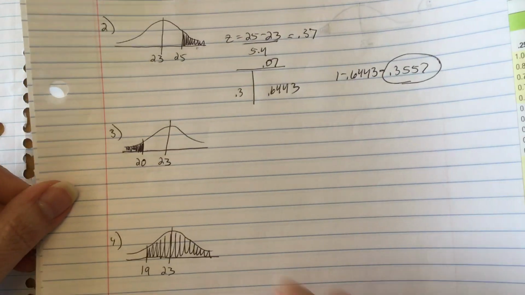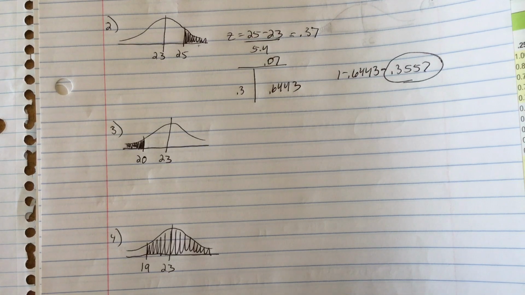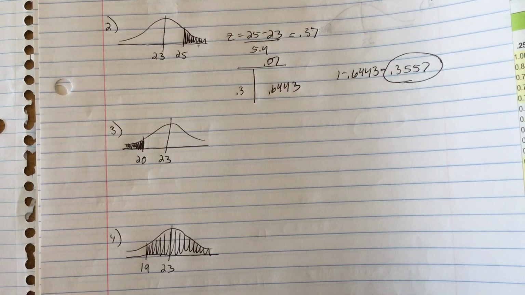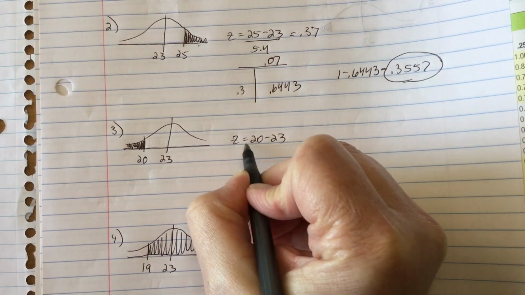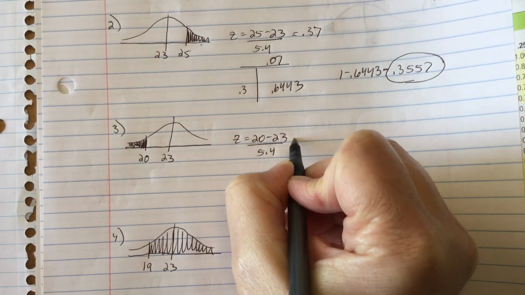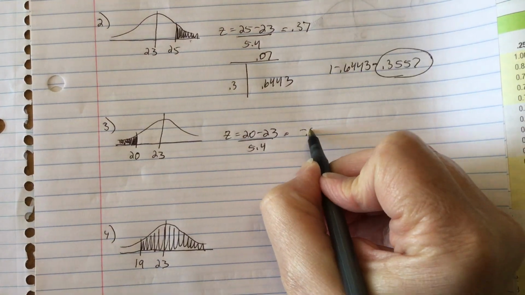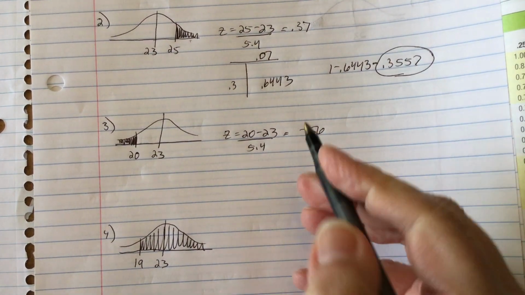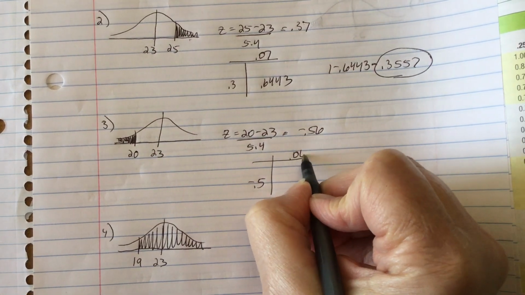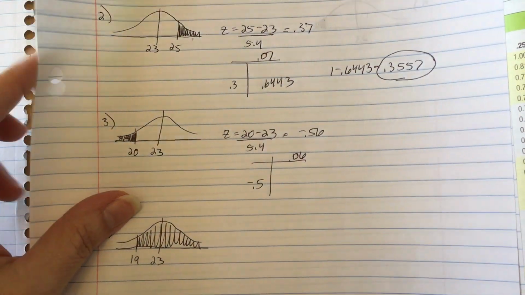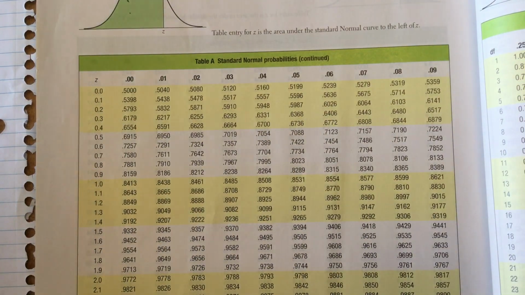Okay. All right, try number 3, and then turn it back on to check your answer. Okay, so let's z-score it. And I get a z-score of negative 0.56. Okay, so in my table, I got to go to negative 0.5 and then 0.06. Now this is a negative, so I got to flip back to the negative z table.